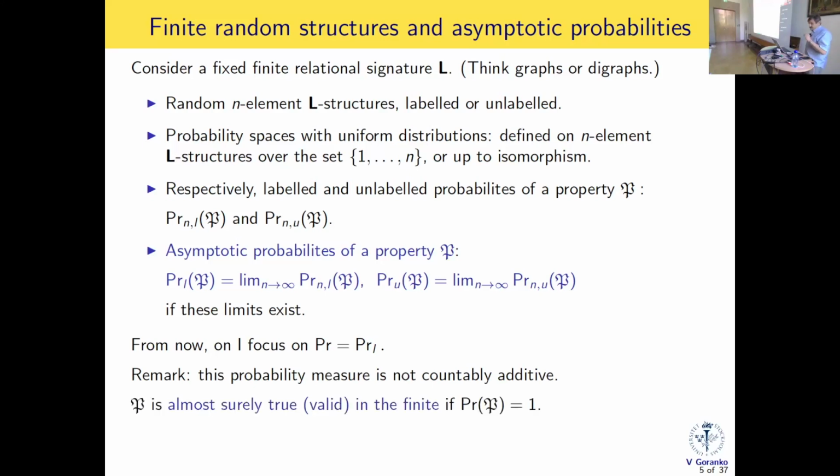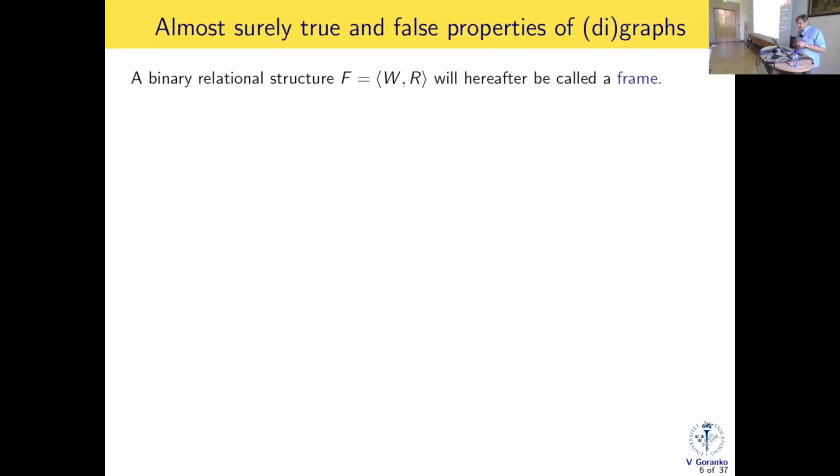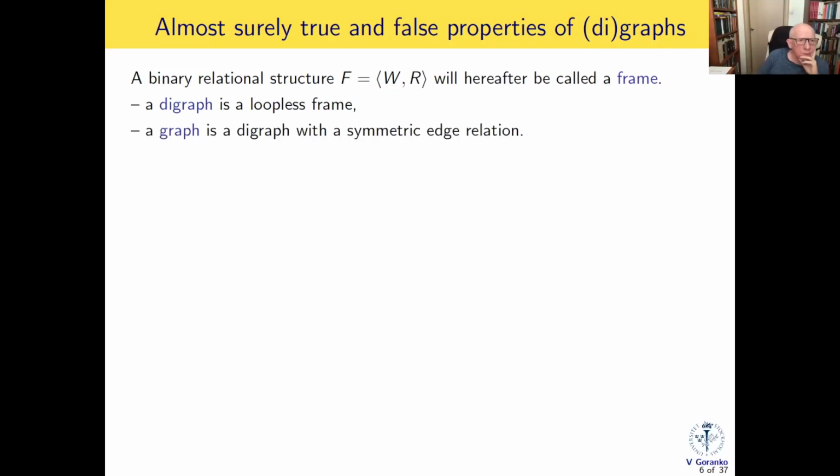Now, the key definitions. We say that a property is almost surely true, or valid if you prefer, in the finite if this asymptotic probability is 1, and it is almost surely false or invalid in the finite if it is 0. Some terminology that I'll be using later: take a binary relational structure, just one binary relation, and hereafter I'll call it a frame. This terminology comes from modal logic, not so important. In this sense, a directed graph, a digraph, is a loopless frame, whereas a graph, that is an undirected graph, is a digraph with a symmetric edge relation. I will use this terminology consistently further.